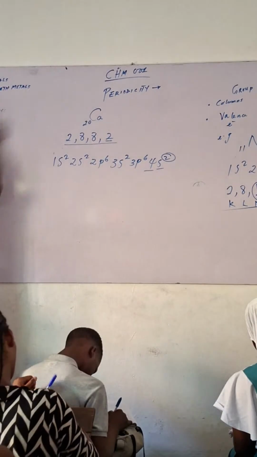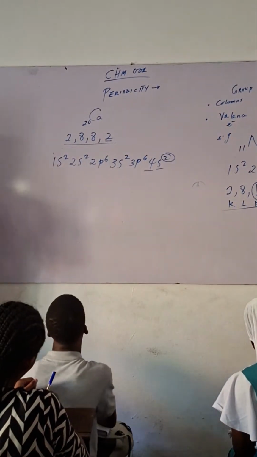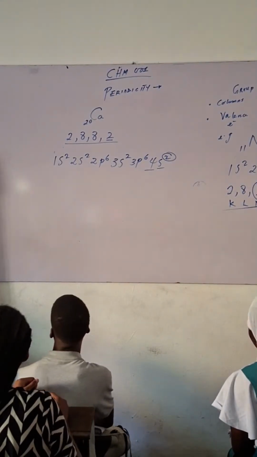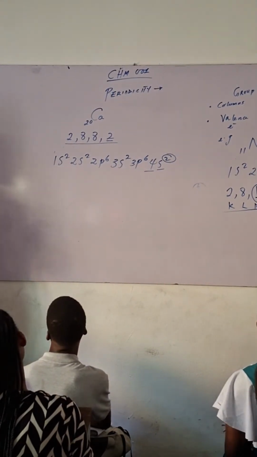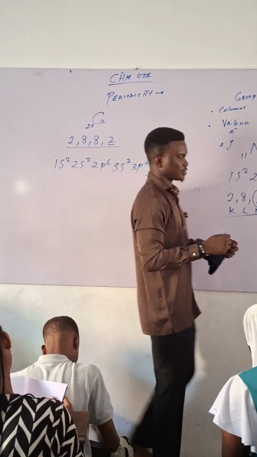You now need to note something which is very important to this process. Oxygen, atomic number 8. Can you determine the group, the block, and the period in 1 minute?